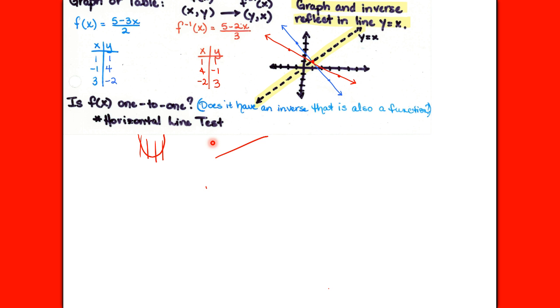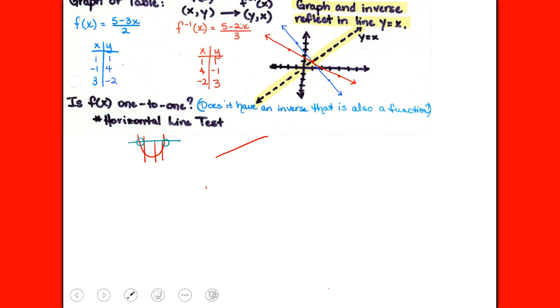I could check that with a horizontal line test. So if I draw a horizontal line and I hit my graph in more than one spot, that means the original has two y values the same. So the inverse, when I flip, would have two x values the same, right? No two x values the same for a function. So I just found out that my inverse is not a function.